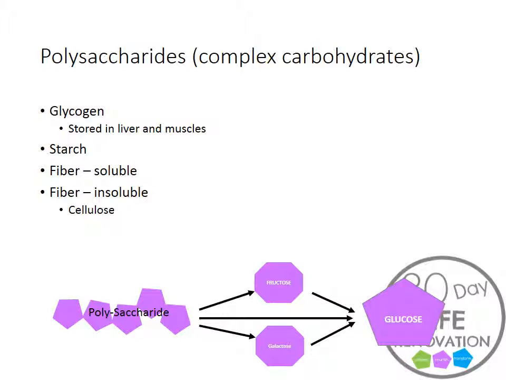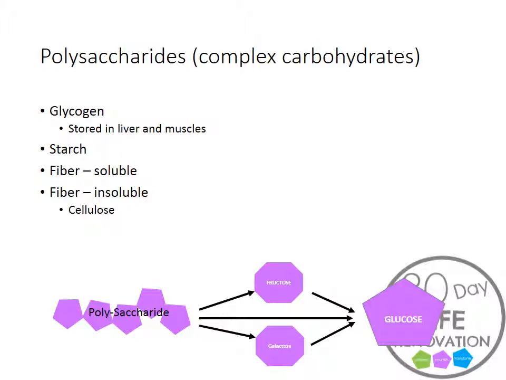Polysaccharides are also called complex carbohydrates, and these include things like glycogen, which is a long chain of saccharides that's stored in the liver and the muscles, and it can be used later as a source of energy, especially in some kind of high intensity exercise that your body needs a really quick source of energy. So it's really good. It taps into the glycogen stores for that particular type of exercise.